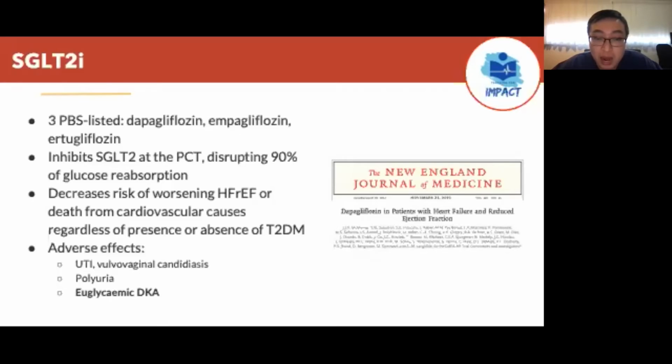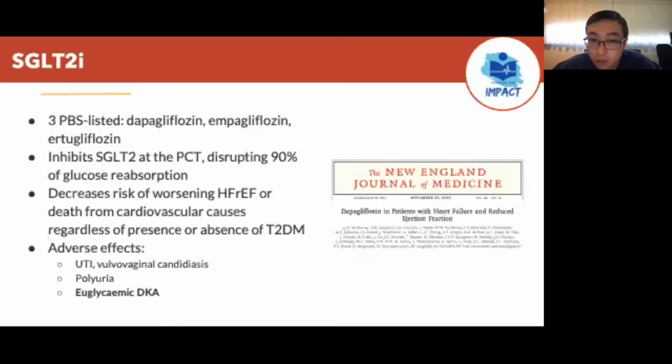Now, because the glucose isn't reabsorbed, it stays in the renal tubule. The glucose in the renal tubule acts as an osmotic diuretic that draws water into the renal tubule. So Sglt2 inhibitors also cause polyuria, which can result in dehydration, which can result in things like orthostatic hypotension and cause AKIs as well.